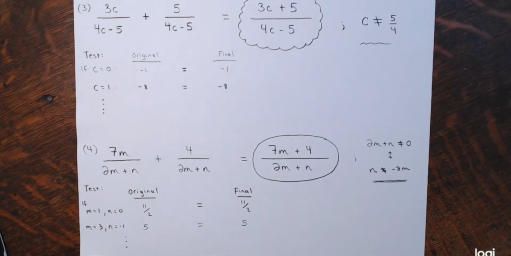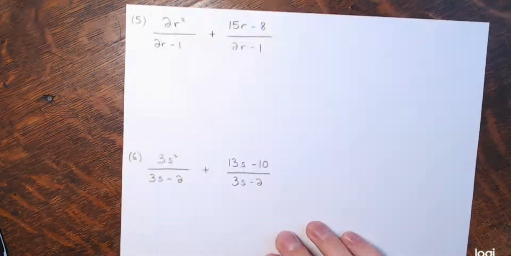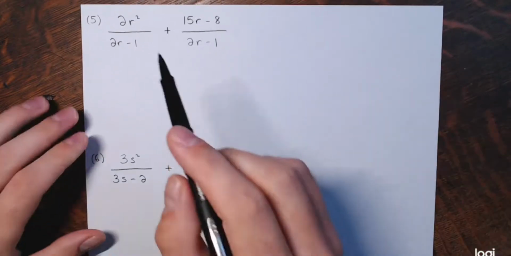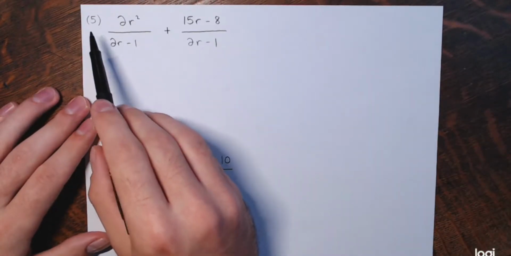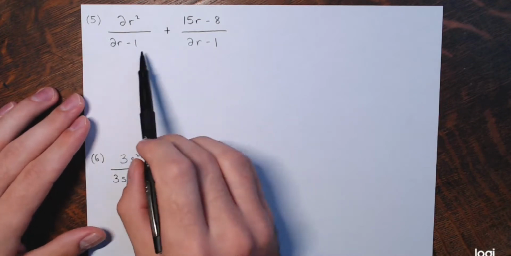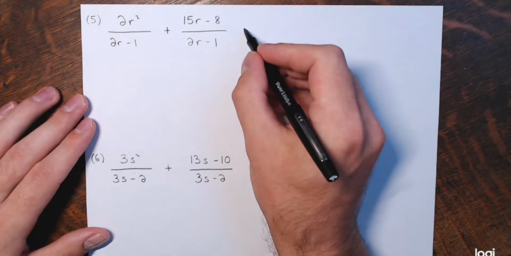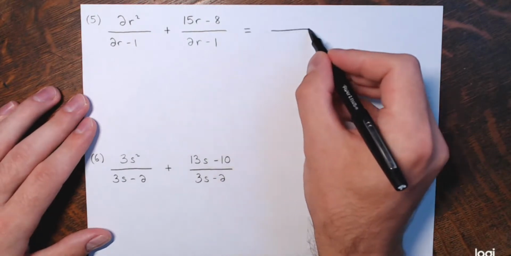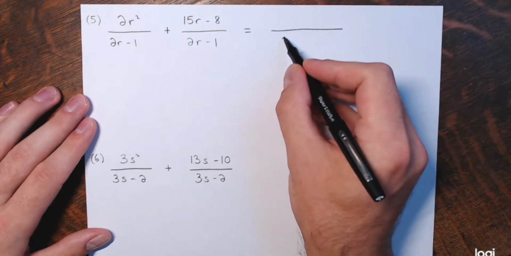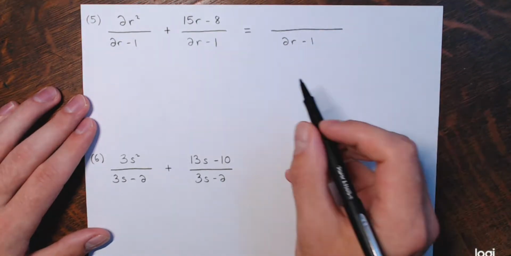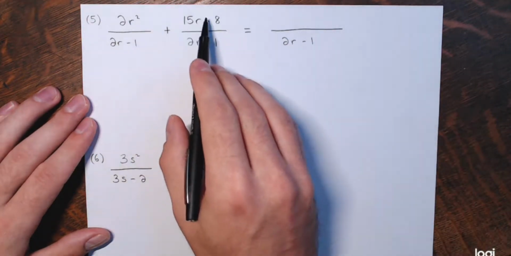Alright, so now, continuing on, we still have adding fractions with the same denominator. So example 5, these two fractions again already have the same denominator. So that's going to stay the denominator of the sum, 2r minus 1 there. And then I'm just adding the numerators.